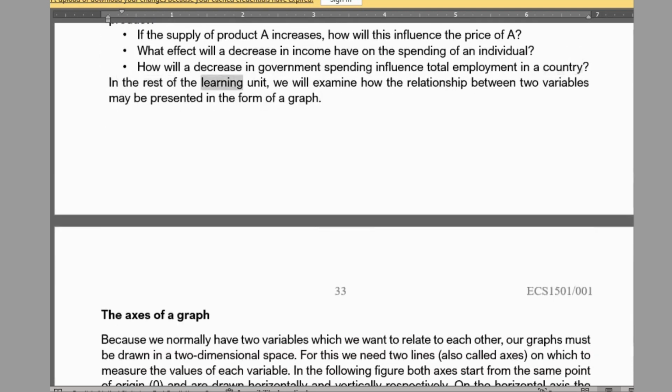In the rest of the learning unit, we will examine how the relationship between two variables may be presented in the form of a graph. The axes of a graph.